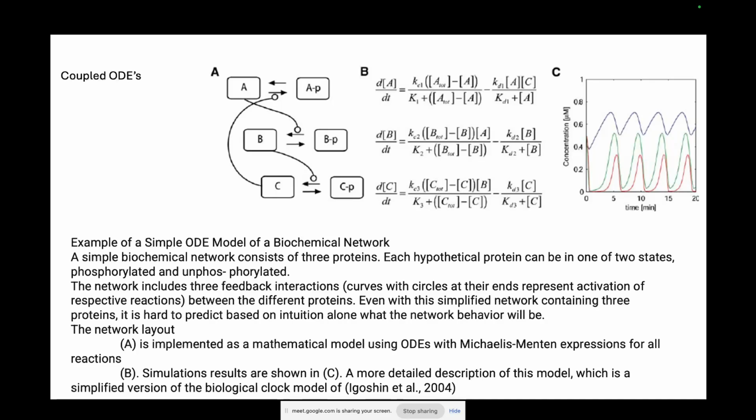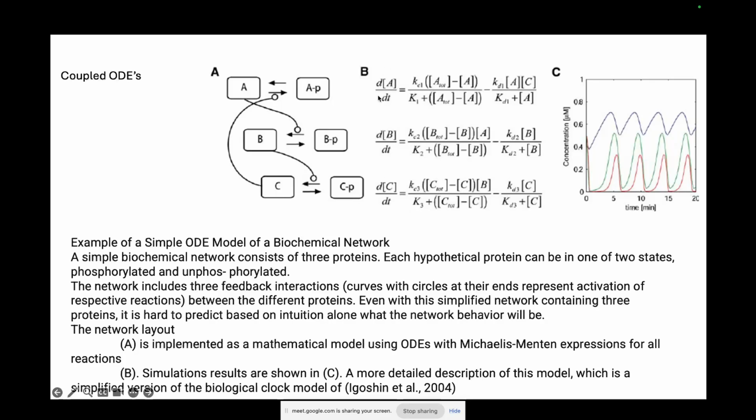Will it decrease? So here comes the point of the different mathematical models with ODEs with Michaelis-Menten expressions for all reactions. So that is the governing principle, the physical principle here, the Michaelis-Menten expression. And this is how different kinds of reactions are written down. The change in concentration of A, B, and C.